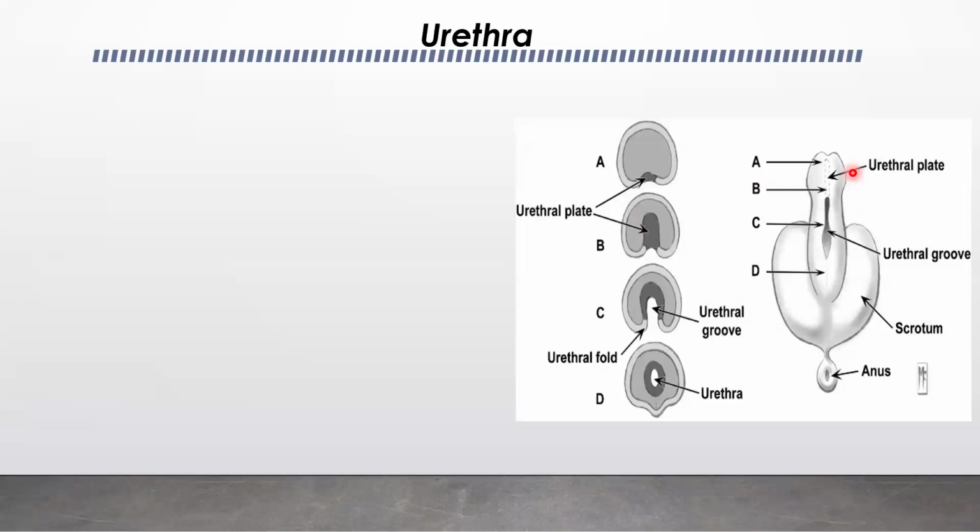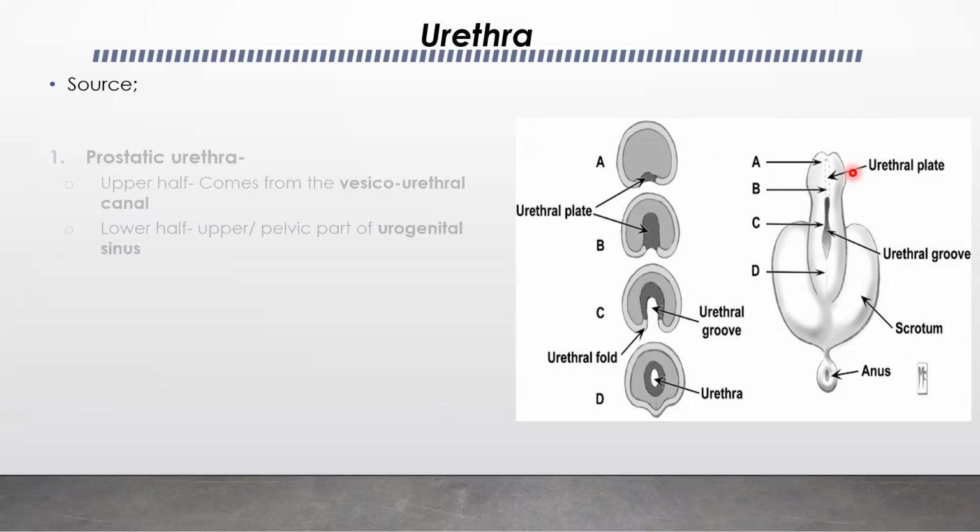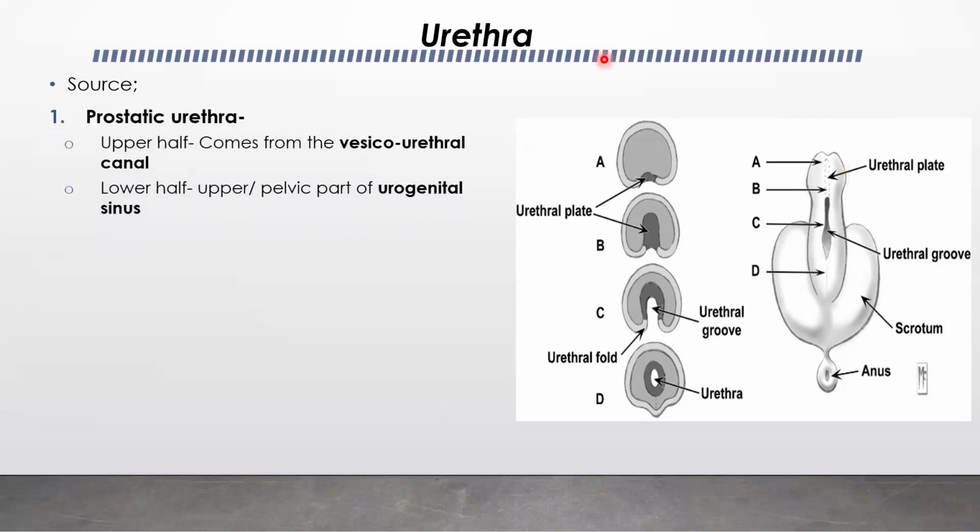So we talk about the urethra now. We talked about it coming from the phallic part of the urogenital sinus. So let's talk about it. You have a prostatic urethra. Remember the urethra has 4 parts: a preprostatic part, prostatic part, membranous part, and then a penile part. The prostatic urethra develops from 2 locations. The upper half comes from the vesicle urethral canal, and the lower half comes from the urogenital sinus. So that's the prostatic part of the urethra in males.